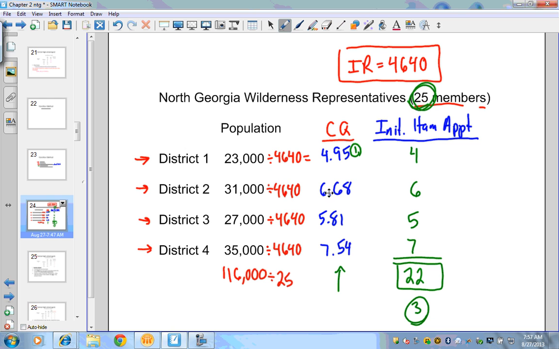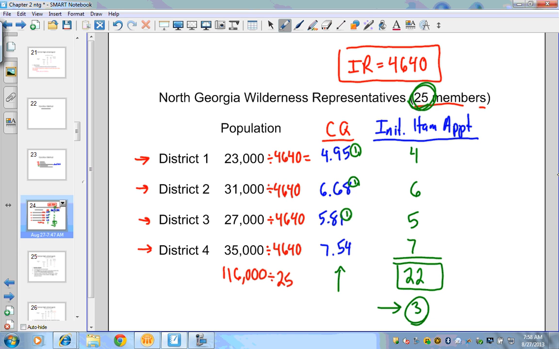If I keep searching, I notice that District 3 has also a large decimal, so this right here would also get a point. So we're going to add 1 to there. And lastly, District 2 has the third largest decimal, so they're also going to get a point. Now I'm going to stop at 3 because that's all I need. If this number was like a 2, then I would only look at the top 2. But since I need 3, I'll take the top 3.